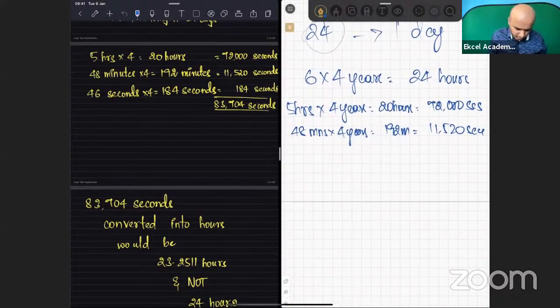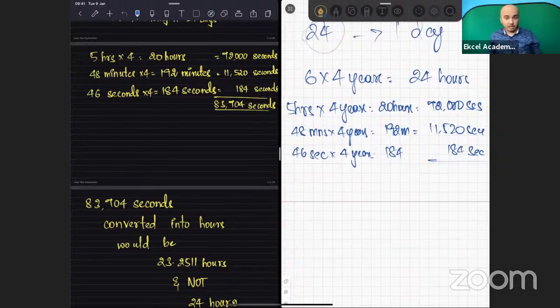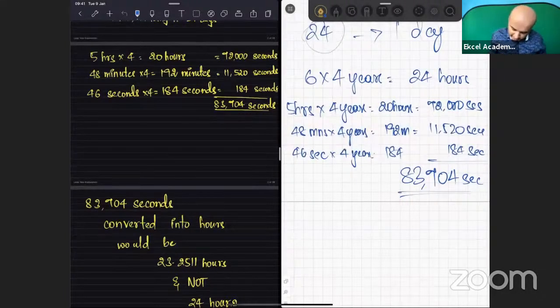Then what about the seconds? 46 seconds into 4 years. That would be 184 seconds. I'll just retain as it is. So now if I add all that, I will end up with 83,704 seconds. This is the additional time which we are having because we have ignored those 5 hours, 48 minutes, 46 seconds. This is accumulated over a period of 4 years.